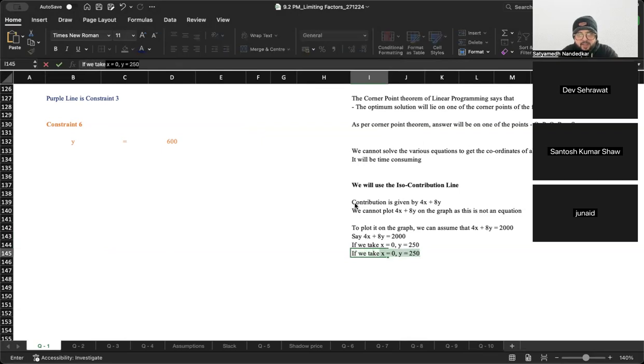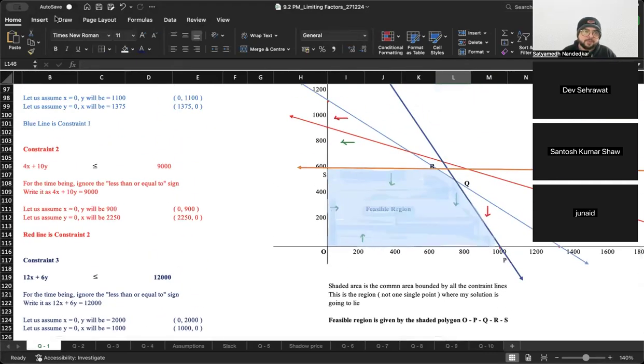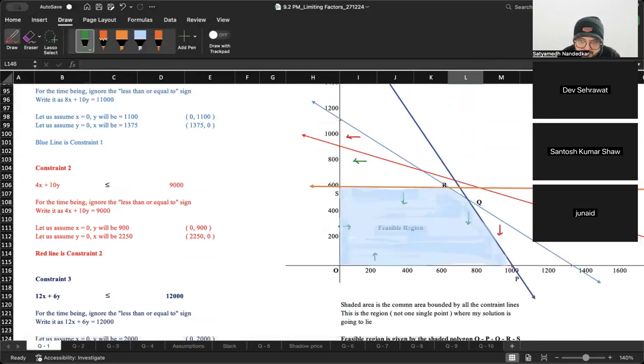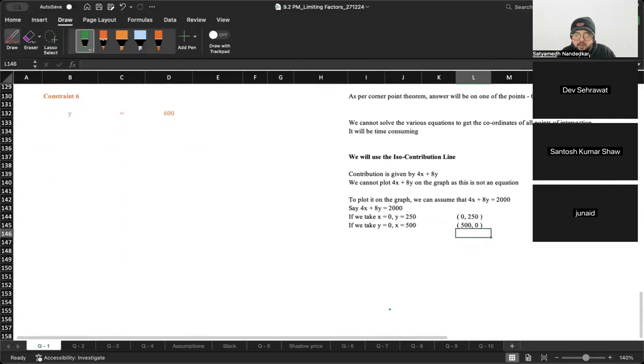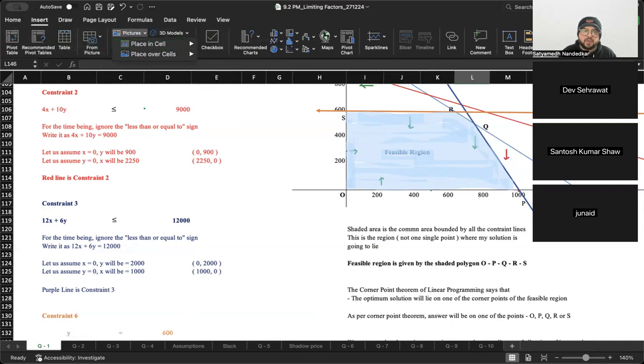And if we take y equal to 0, x will be equal to 500. So what will be my points? My points will be 0, 250, and here my point will be 500, 0. So can we plot 4x plus 8y equal to 2000? Where will the point be? 0, 250 lies somewhere here, and 500, 0 lies somewhere here. Okay, so now let me plot this line.